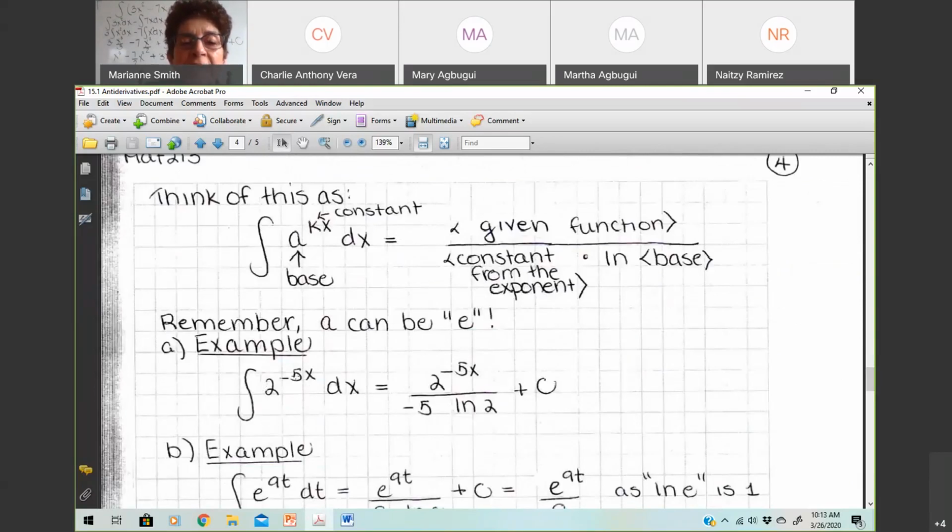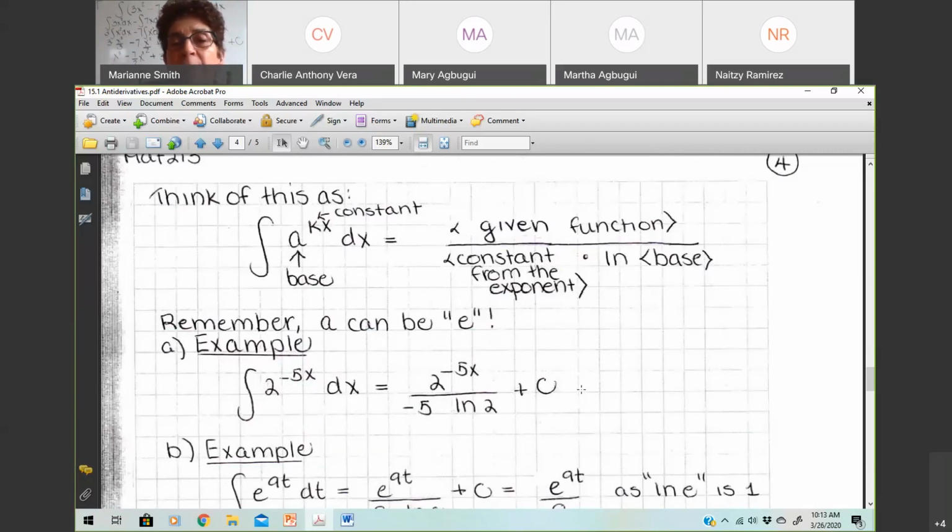So let's take a look at an example. Here's 2 to the negative 5x. In this example, 2 is my a, it's my base. Negative 5 is the k value, okay? So I would put this entire exponential 2 to the negative 5x in the numerator. I would put the k value, negative 5, down here and multiply that by ln of the base. So I have ln 2. Add the constant of integration. So again, the pattern is really, really simple.